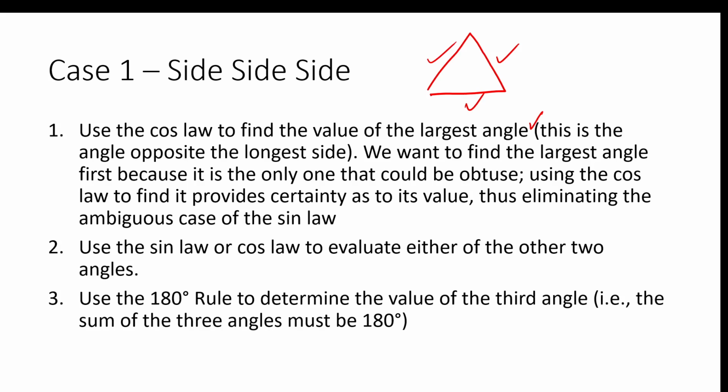Once you find the biggest one, you can use the sine law or the cos law to evaluate either of the other 2 angles. And then finally, you have 2 angles, so it's easy to find the third one because you know they all have to add up to 180 degrees.